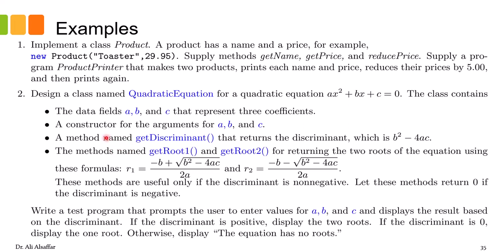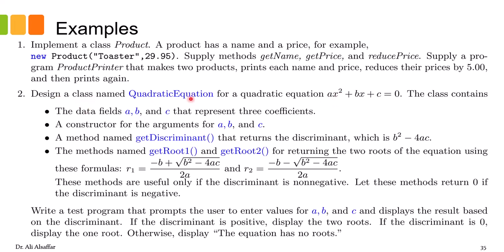For our next example, it says design a class named QuadraticEquation for a quadratic equation ax squared plus bx plus c equal to 0. The class contains the following data fields. It consists of a, b, and c as the three coefficients. And you know that this is a quadratic equation. If it is equal to 0, we need to find the value of x that makes this equation equal to 0. In fact, since this is a quadratic, the maximum number of values for x will be 2. And these are called roots.